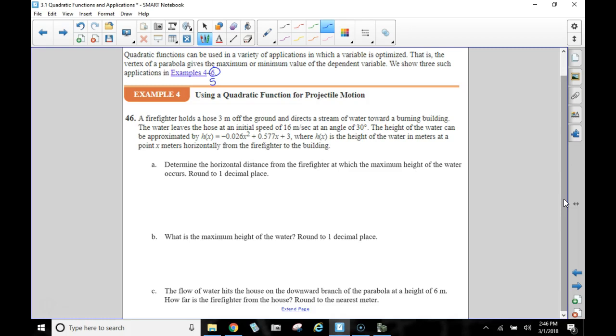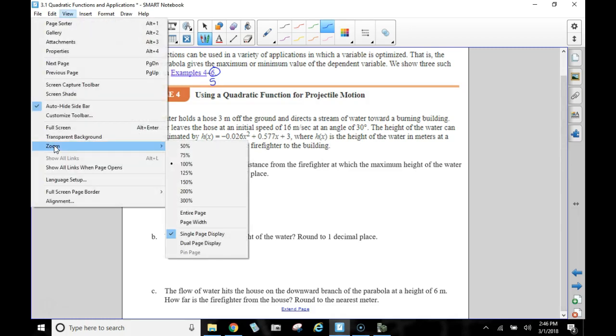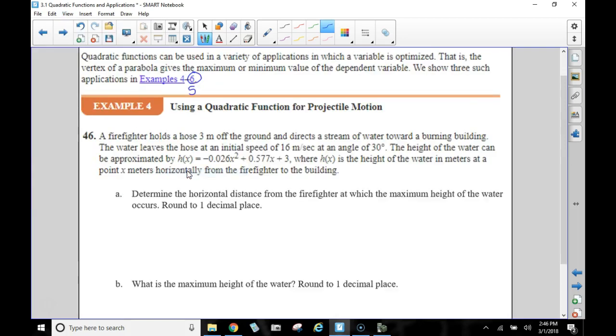I think I want to zoom back out here just a little bit. Give me a second. Yeah, that's not all the way out, but we can read it a little bit better.